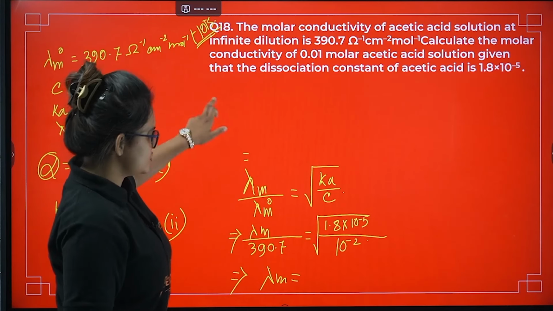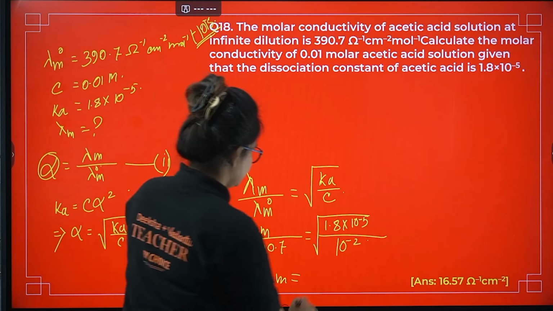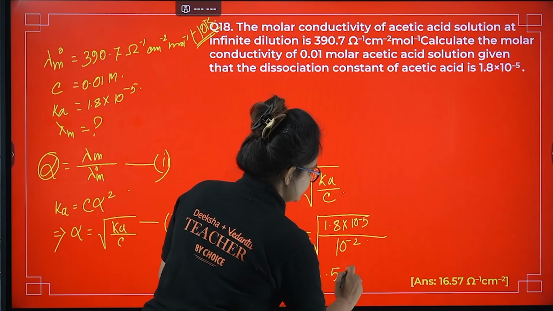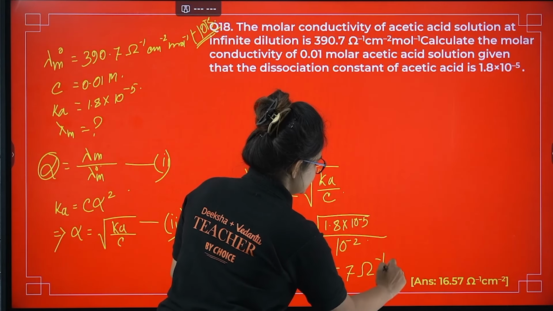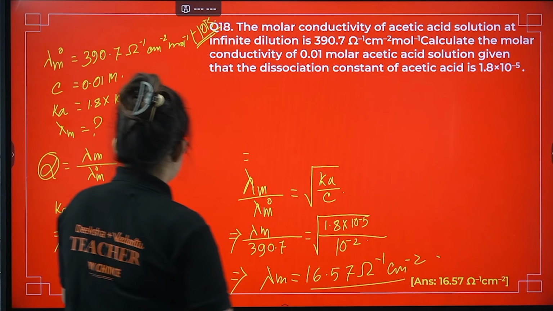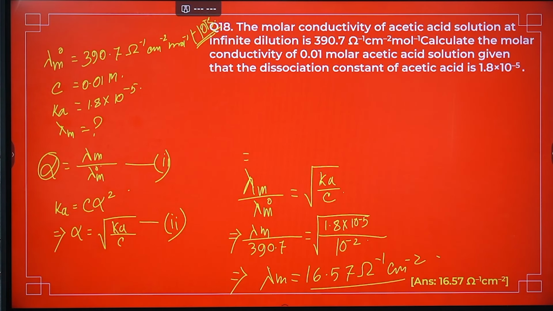If you calculate this, you will get your lambda m value. You can check, it will come up to be something like 16.57 ohm inverse centimeter power minus 2. This is the answer you will get. I guess this is clear.